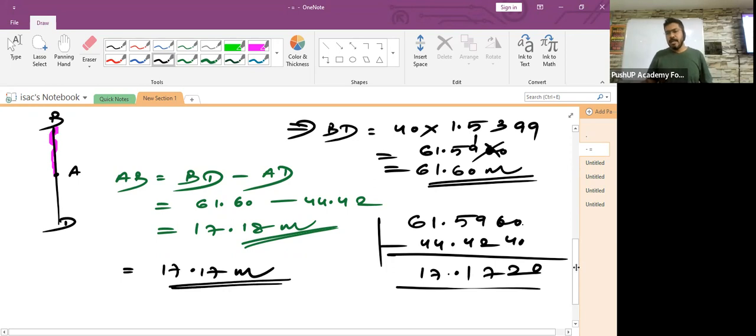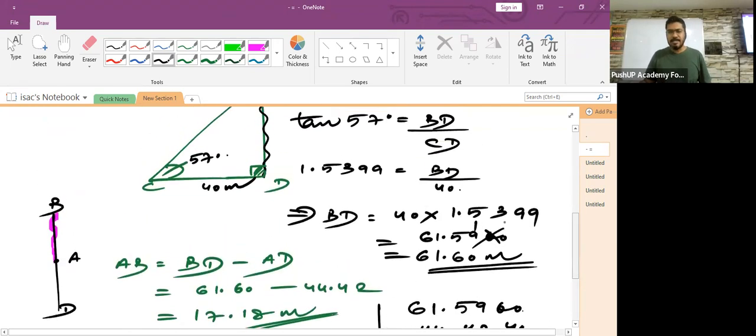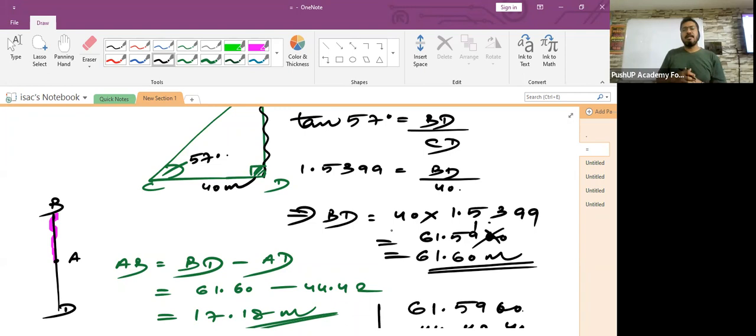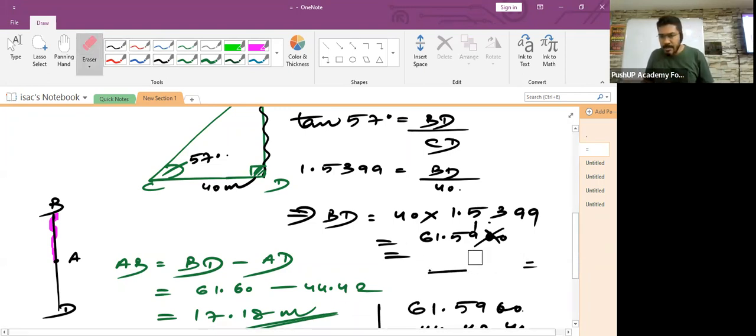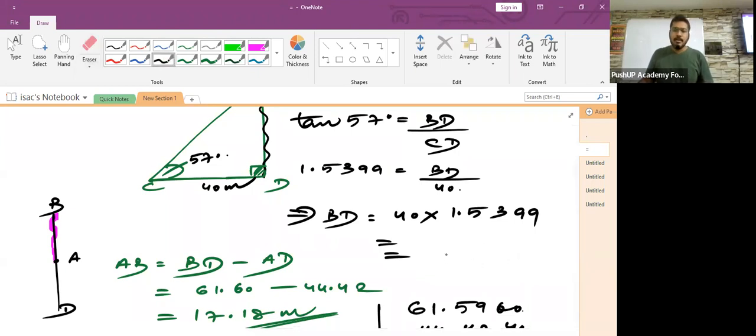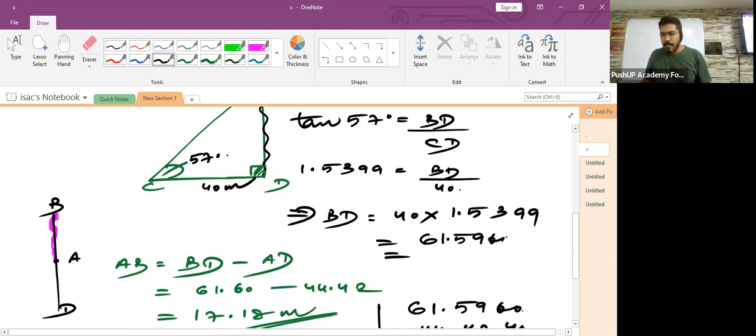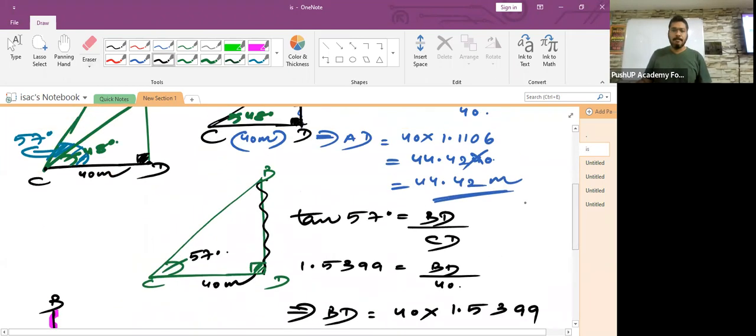Yeah. Children, I think we did the conversions early, isn't it? 61.5960, we did the conversions early. In the previous class, I told you, don't do the conversions till the last step, right? By mistake, we did the conversion in the second last step. Don't do that, children. Okay, let's correct our mistake. This happened by mistake, okay? 61.5960. Just leave it as it is.